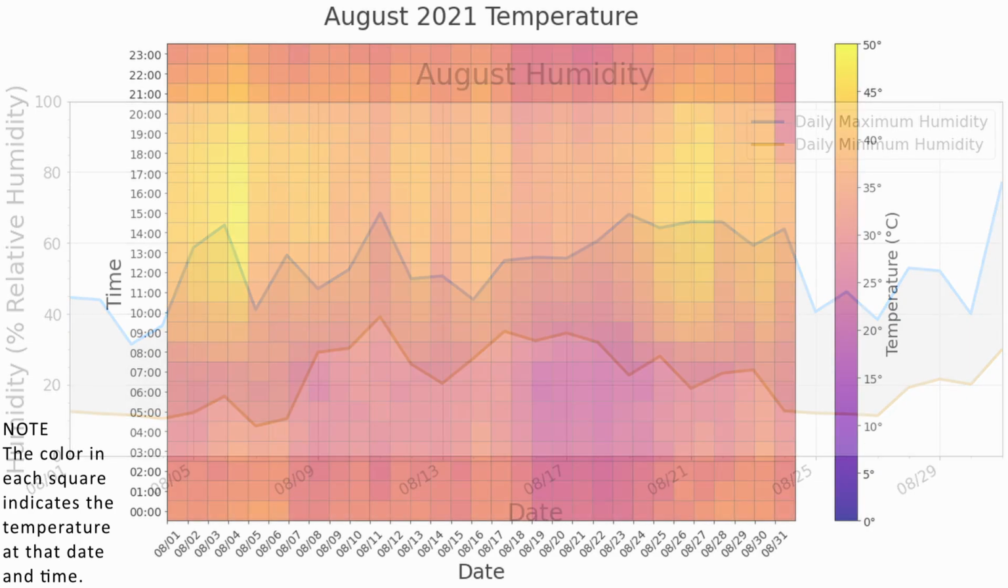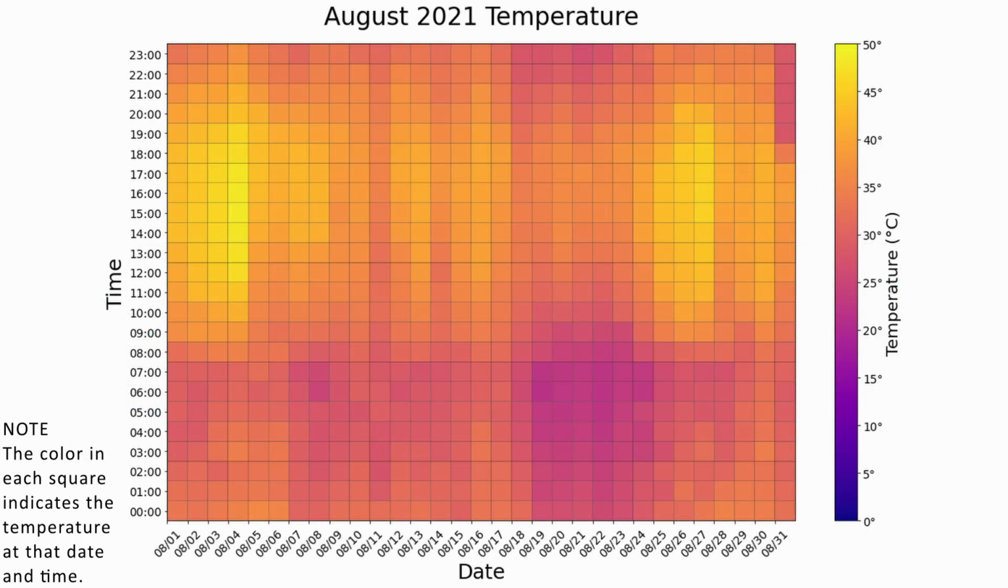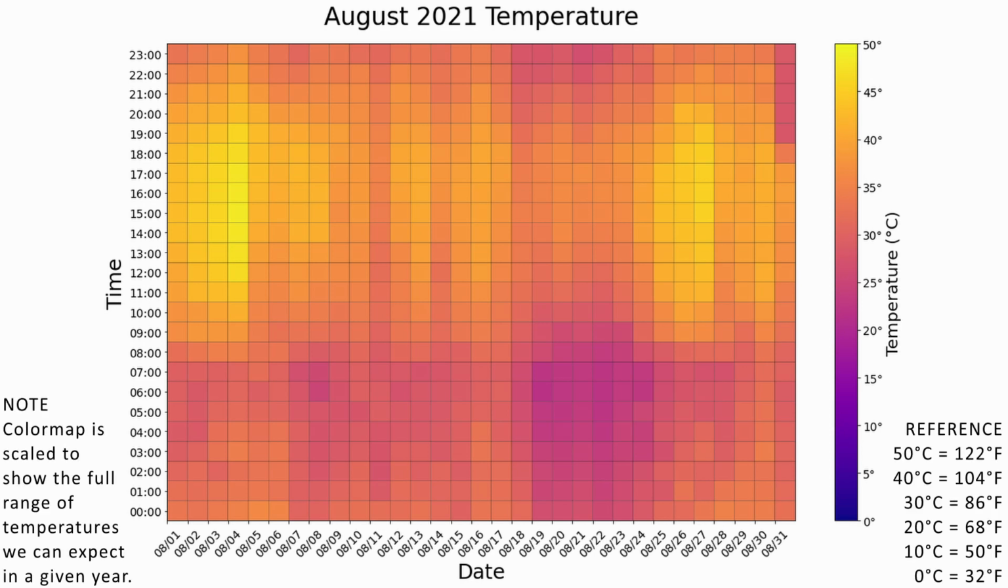Now for August's heat maps. These plots show how the temperature varied for every hour of the month. Once again, each day is represented as a column which progresses upwards, with morning towards the bottom, noon in the middle, and evening near the top.